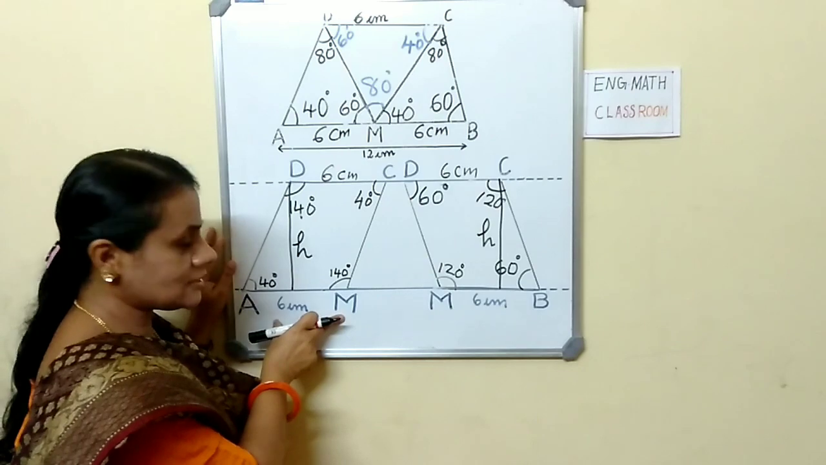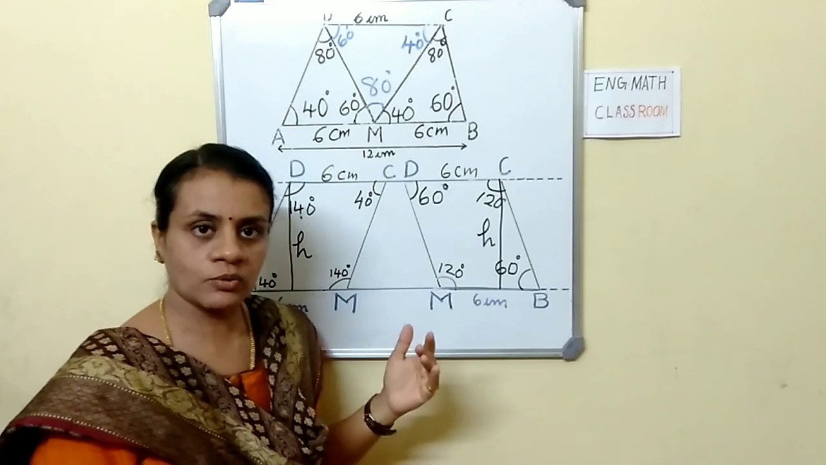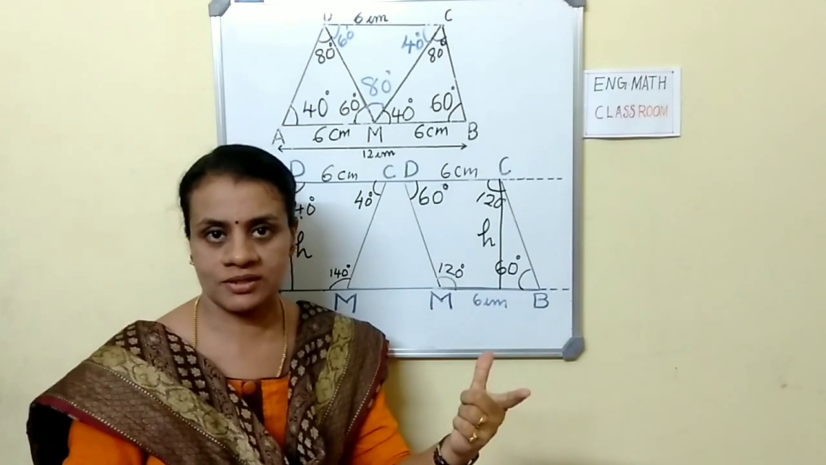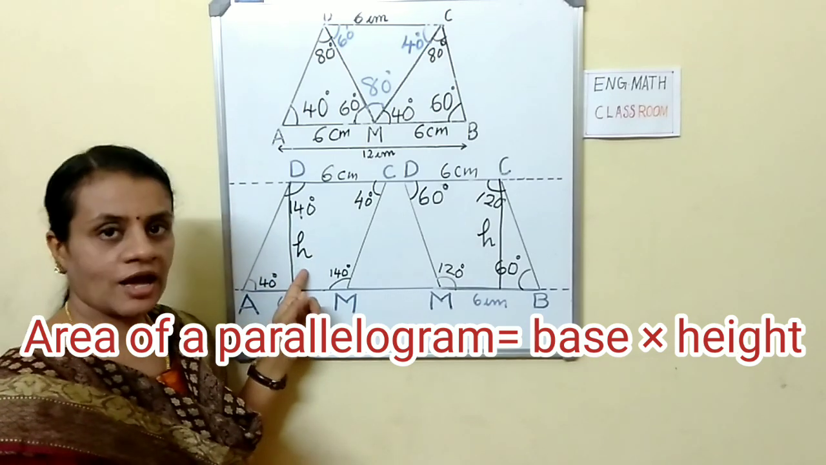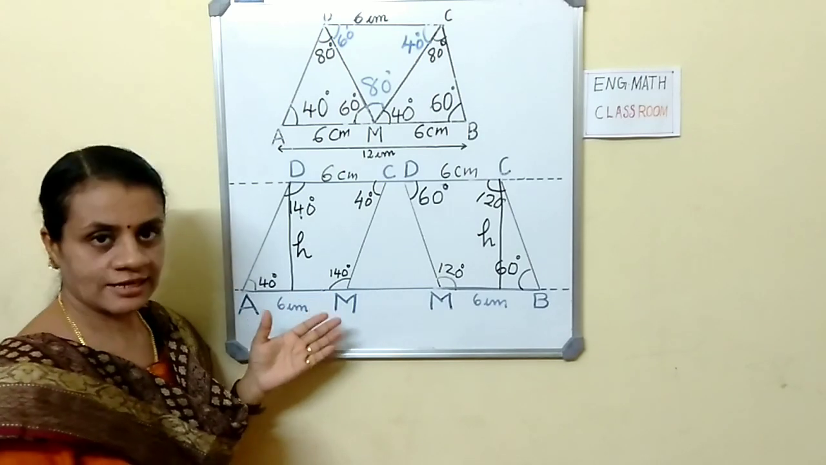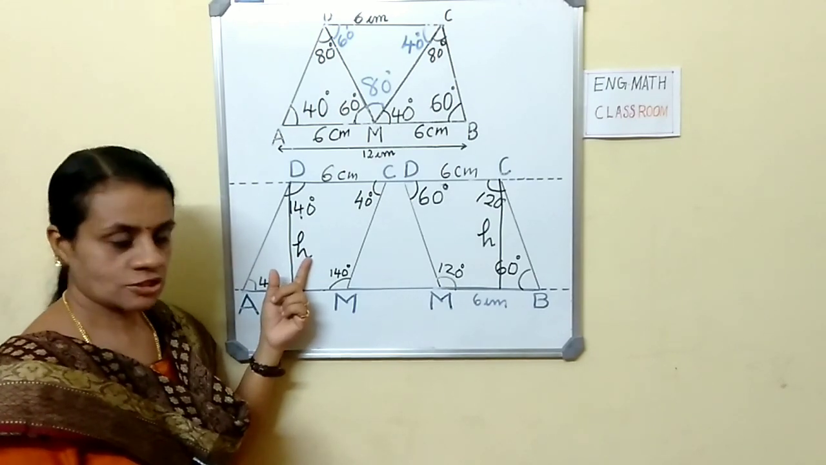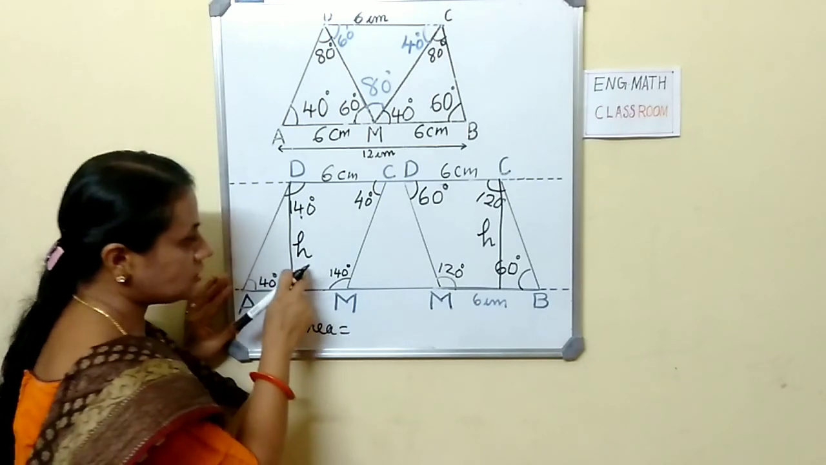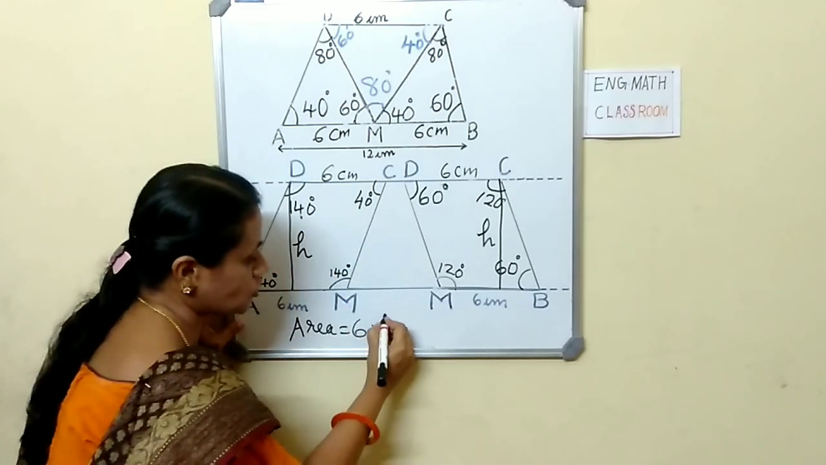If base and also height of two quadrilaterals are equal, it means their areas are also equal. Area of a parallelogram is base into height. Your base is 6 centimeter. Height is not given at all, but we can put it as h. So 6 into h. Area of this quadrilateral is 6 into perpendicular distance h.